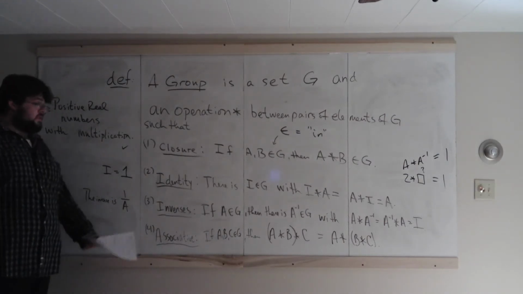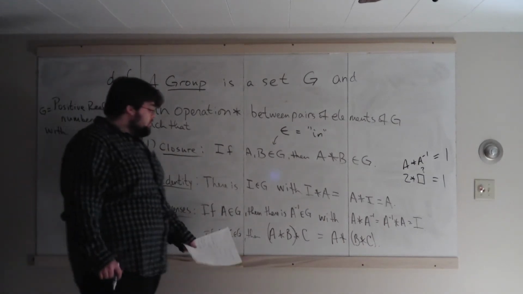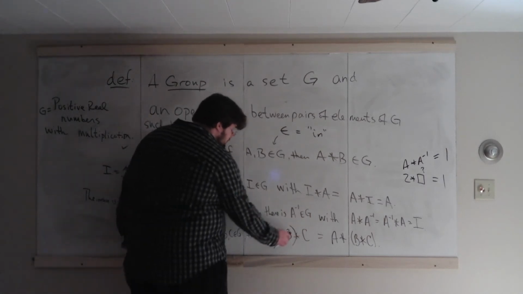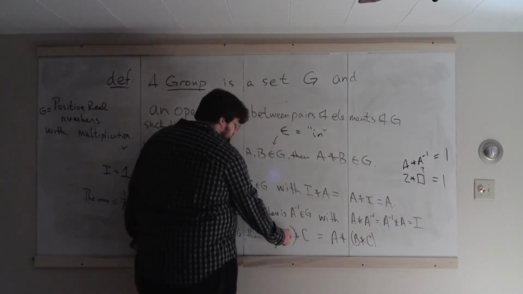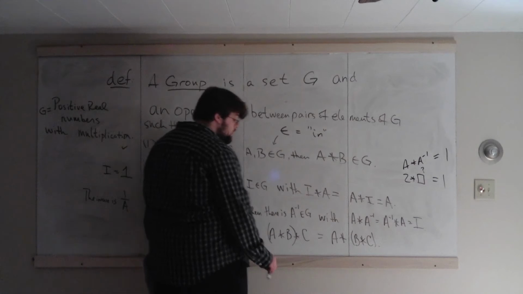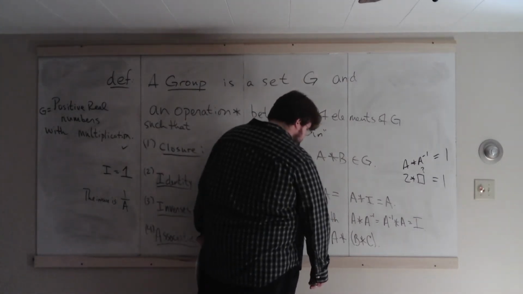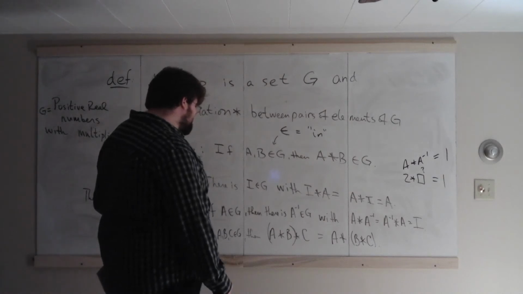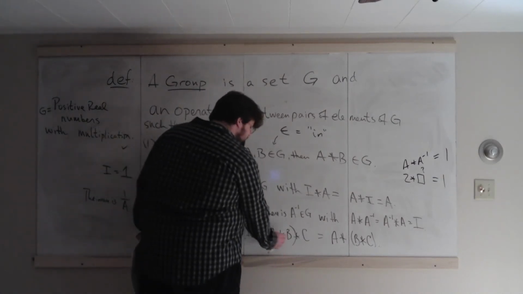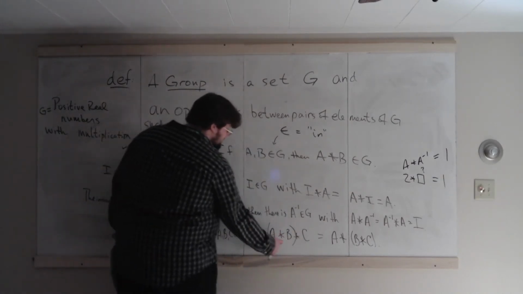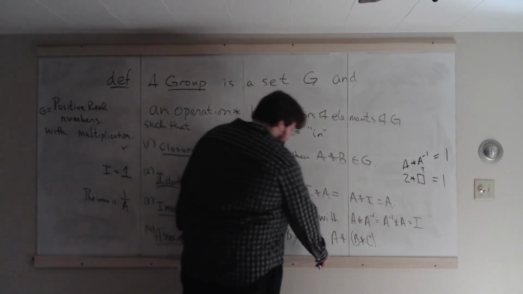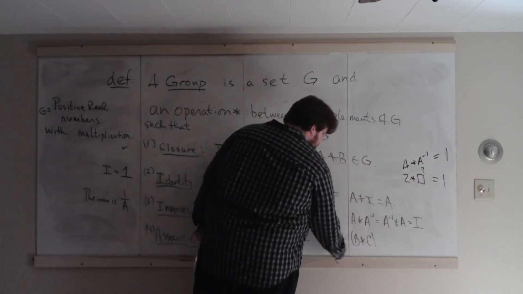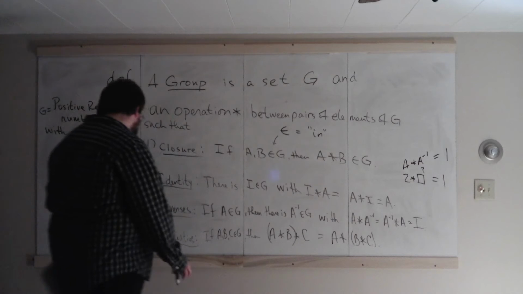And for the last one, for associative, well, real number times real number, let's just do an example. 2 times 4 times 3. 2 times 4 is 8. 8 times 3 is 24. On the other side, 2 times the quantity 4 times 3. 2 times 12 is 24. So I'll just put a check mark.